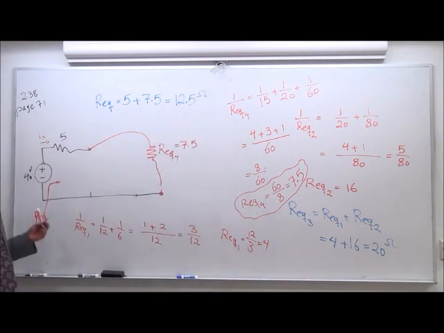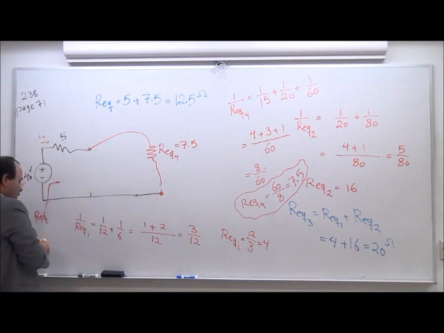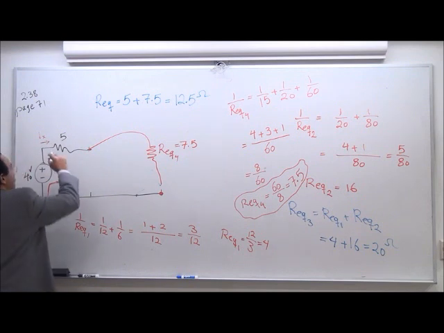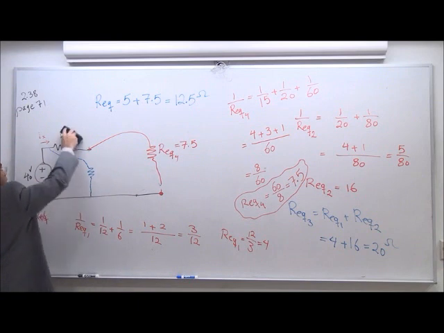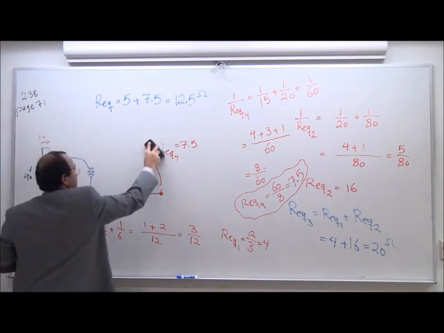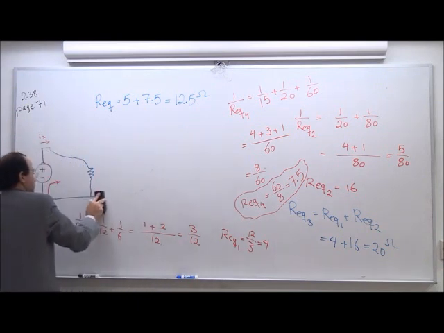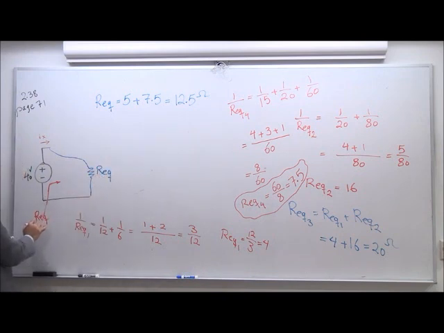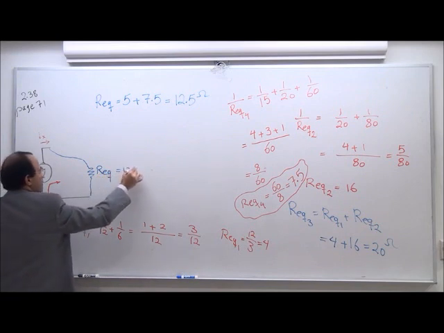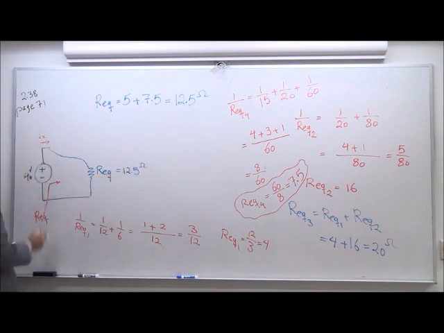What did I mean by this R equivalent process? I said you can replace this and this with one resistor. Let me show you where it is. I'm going to replace this and this that are in series with one resistor. This is what I'm finding. That's my R equivalent. That's what you asked me to find. 12.5 ohm. Now IX, no problem.